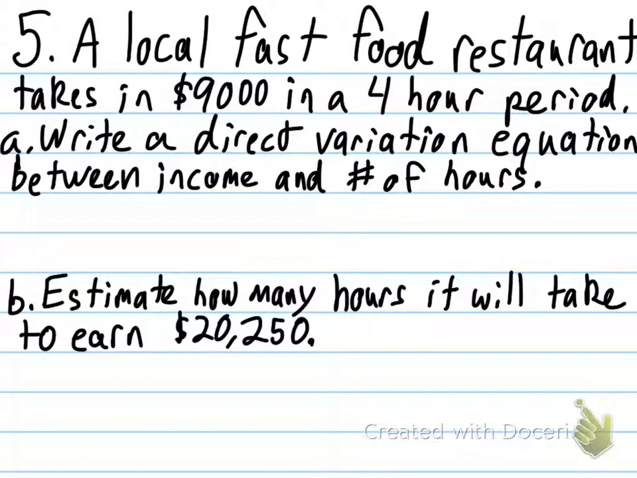Now this is a bit different than what we've been doing. We're not given some numbers to mess around with to go ahead and find k. But the nice thing about this is that we can find k right away. And we need to look at the way that part A is worded. Write a direct variation equation between income and number of hours. So it's income and number of hours. So it's going to be income over hours is what our k is going to be.